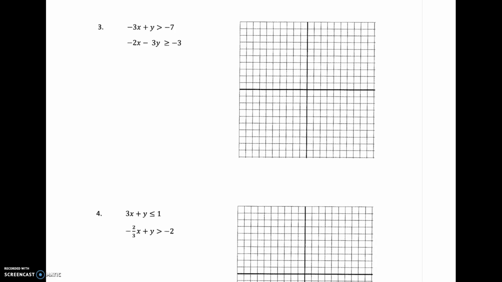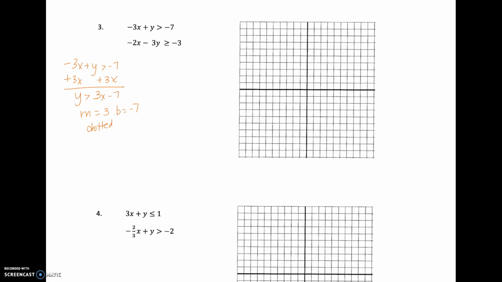Okay, let's go over number 3 and 4 and see how you did. In number 3, we have negative 3x plus y is greater than negative 7. I'm going to rewrite this down below. I'm going to add 3x, and I'm going to get y is greater than positive 3x minus 7. That means my slope is 3. My intercept is negative 7, and my line is dotted because it's greater than.